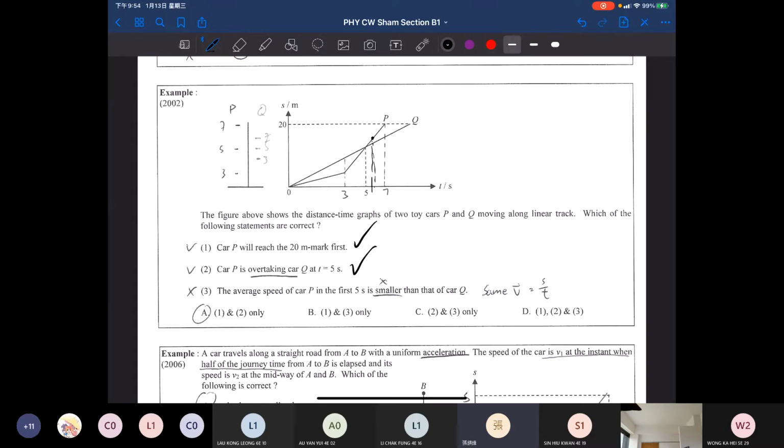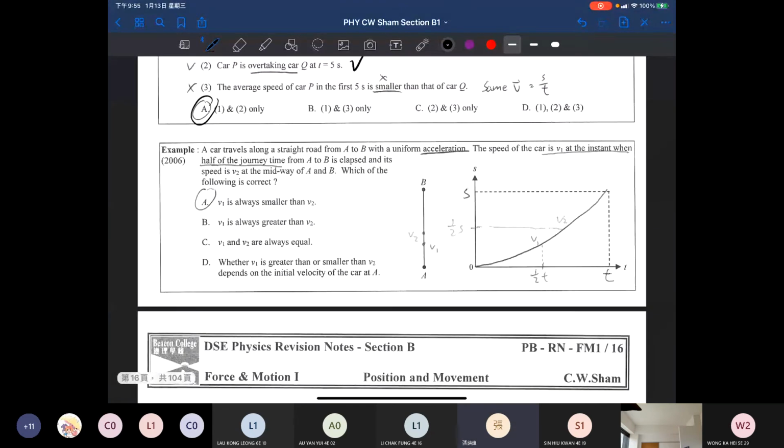average speed of car P in the first 5 seconds is smaller than that of car Q. Here you have to look carefully. It talks about average speed, so you have to consider the total distance travelled per time. Okay, total distance travelled per time. Therefore, for t equals 5, their distance would be the same. Their distance is the same, and the time taken is the same. Therefore, they have the same average speed. So, the answer is A.